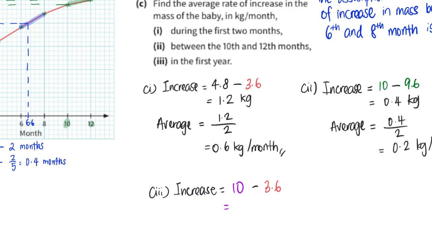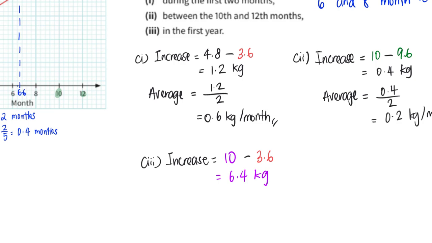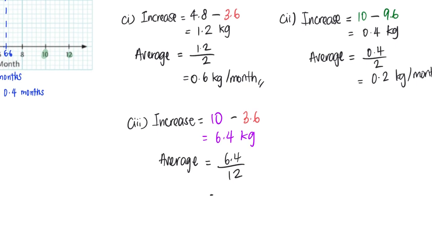So the increase here will be 6.4 kg, and finally the average, 6.4 divided by 12 months to give me 0.53333 to 5 significant figures first, followed by 0.533 kg per month.